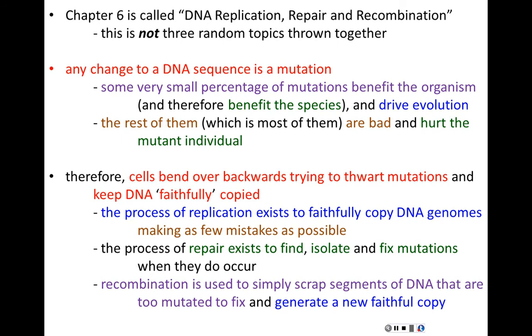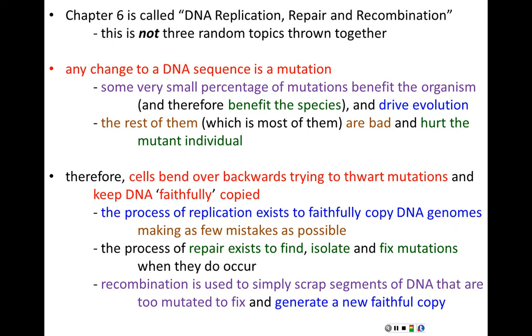The process of DNA recombination is almost a mechanism where the cell says, this piece of DNA has so many mistakes on it that we're just going to throw the whole thing away, and we're going to start from scratch and make a brand new copy of DNA that basically gets rid of all those mistakes in one shot. So kind of a brute force way of repairing DNA with mutations, where you throw it away and try again. But again, the point of DNA recombination is to generate a new, faithfully copied segment of DNA.